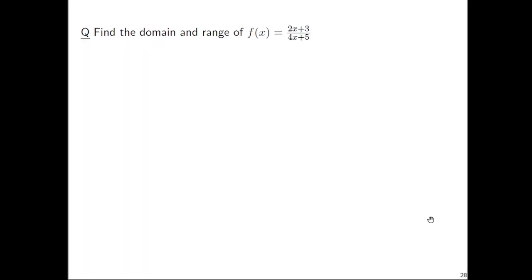Let's try another example. We'll find the domain and range of the function f of x equals 2x plus 3 over 4x plus 5. For the domain, avoid the denominator equals 0, so avoid 4x plus 5 equals 0. When you solve for x there, the only value of x to avoid is negative 5 fourths. So there's the domain: negative infinity to negative 5 fourths, parenthesis, union, parenthesis, negative 5 fourths to infinity.